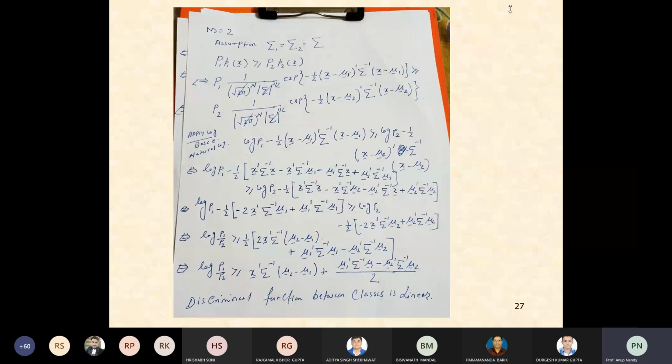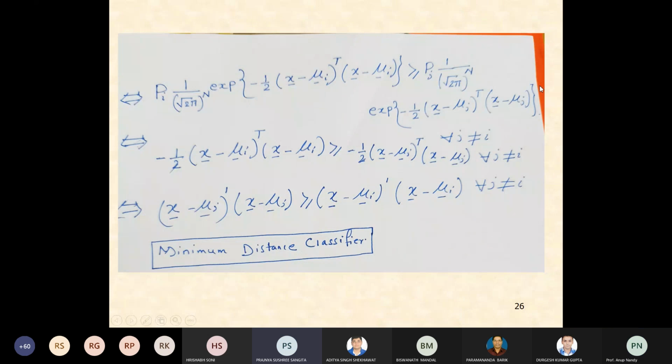Sir, in the example you have given in the last lab assignment, X was having 4 attributes like sepal length and petal length. Sir, how are we going to match those? Are we just going to subtract each component of X, sepal length minus mean of sepal length, and sum up all those to get the distance?